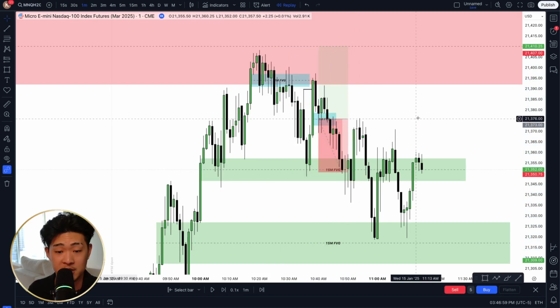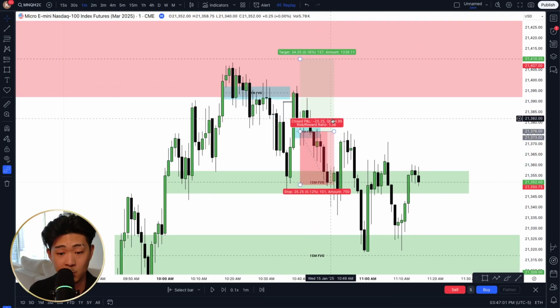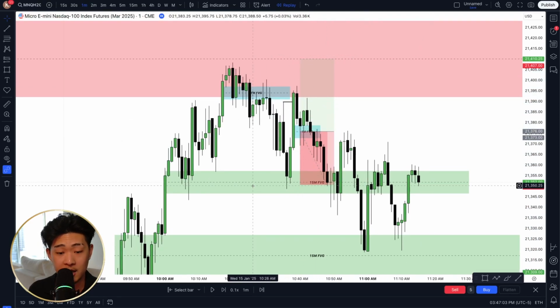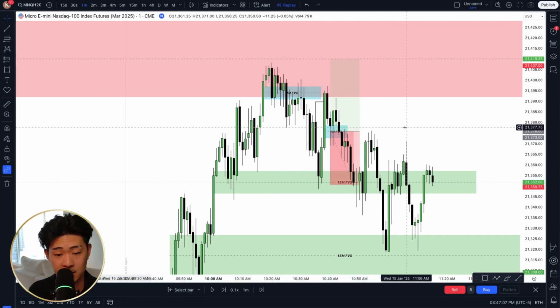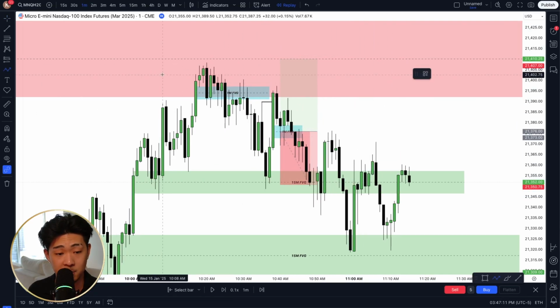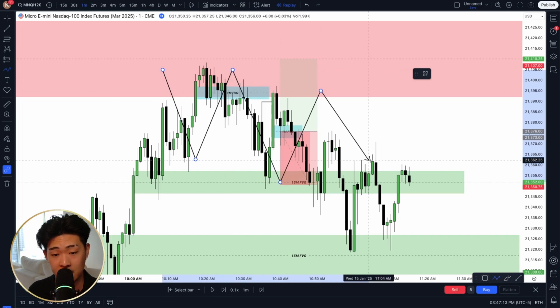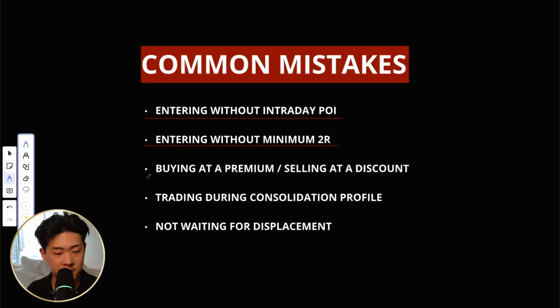And in this case, we did not have the minimum risk to reward. You need at least a 2R, and it's never good to see two 15-minute opposing gaps crowded next to each other. When that happens, you most likely always will see a lot of back and forth chop. And on to the third common mistake that I see, buying at a premium and selling at a discount.